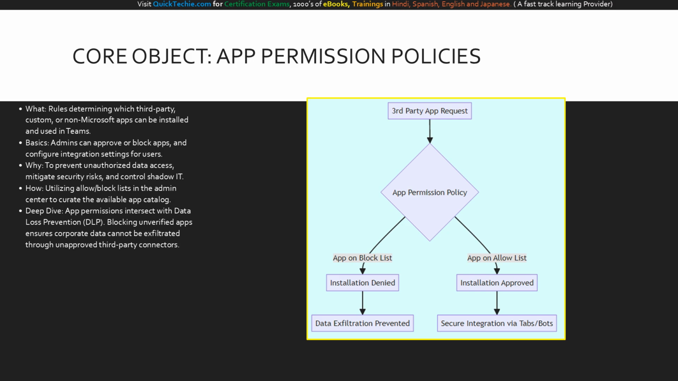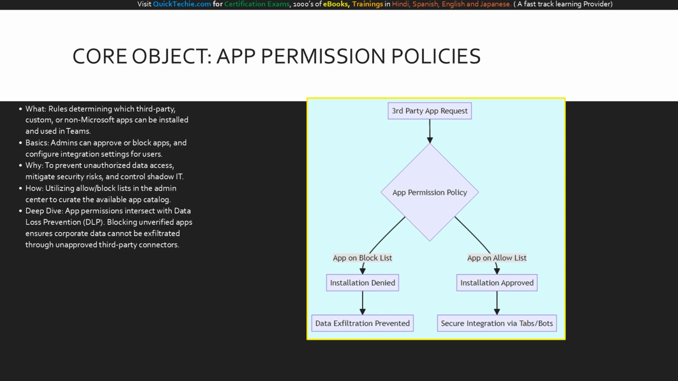Let's trace the lifecycle of an app installation request on this flowchart. When a user or team makes a third-party app request, it is immediately intercepted by the app permission policy engine. The engine checks its configured lists. If the app is on the block list, the path moves left, installation is denied, resulting in our ultimate goal: data exfiltration prevented.